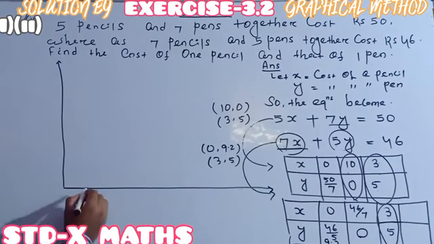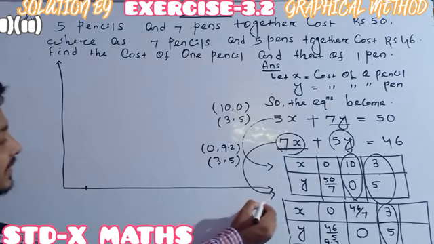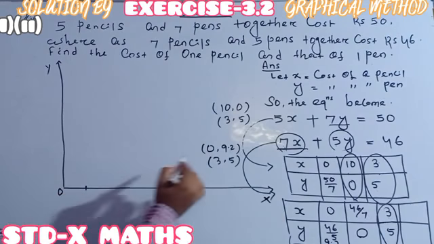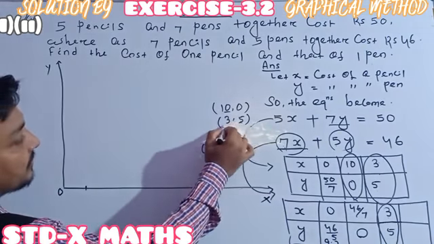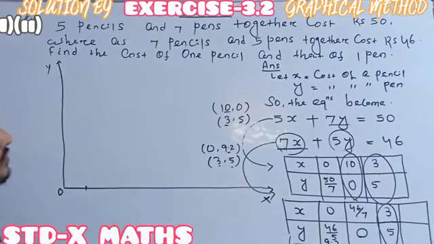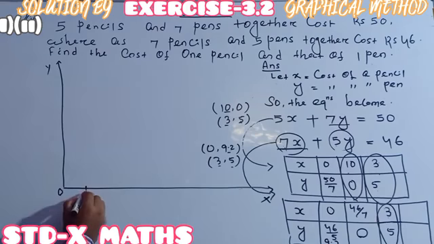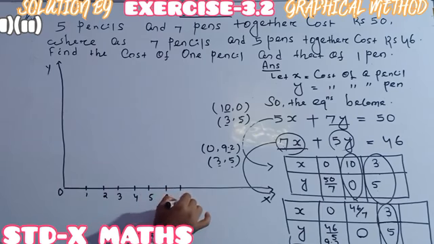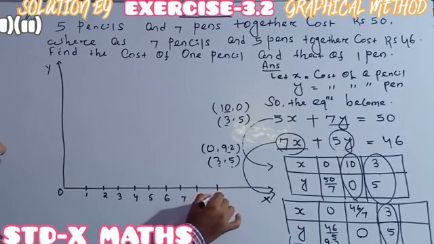Ready. See, here I am taking this one as our x axis, this one as our y axis, and this one as the origin. As everything is positive, everything can be shown in the first quadrant. So I am choosing each unit division as 1, this one 2, this one 3, 4, 5, 6, 7, 8, 9, and this one will be our 10.